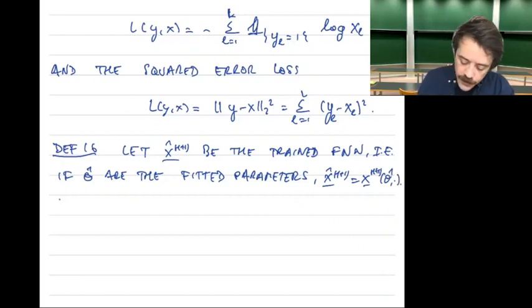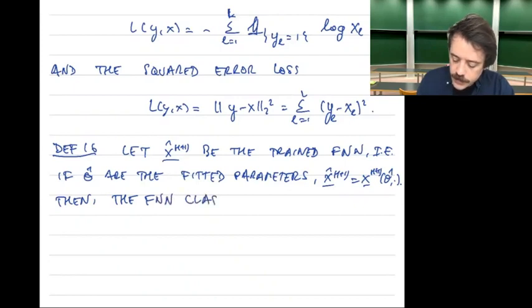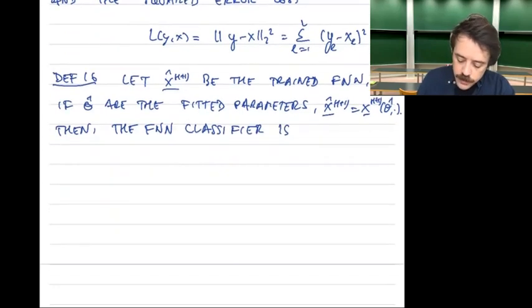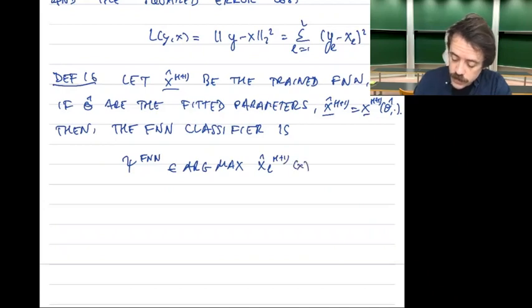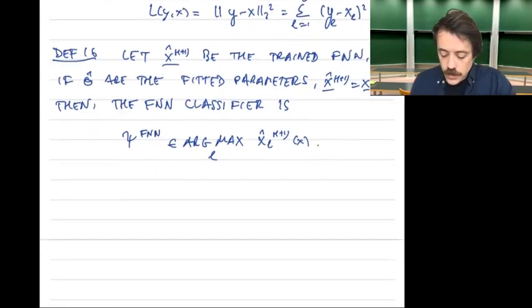Okay. Then the feed-forward neural network classifier is given by the arg max of x, and then the x we're going to write with a subscript because we're going to choose from all of these, and this is over L.